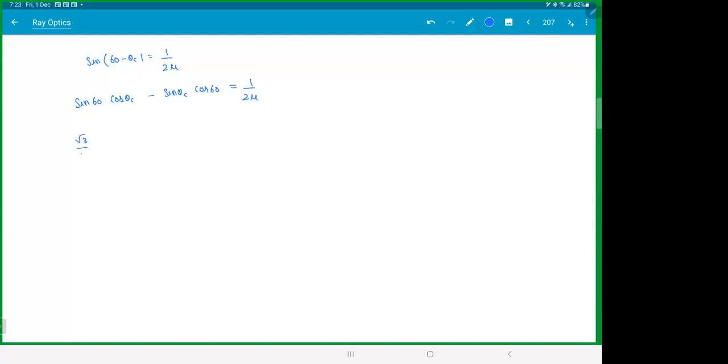Sin 60 is root 3 by 2. Cos theta critical is root over 1 minus sin square theta, so root over mu square minus 1 by mu. Sin theta critical is 1 by mu. Cos 60 is half, so the second term is 1 by 2 mu. Luckily mu cancels in the denominator.